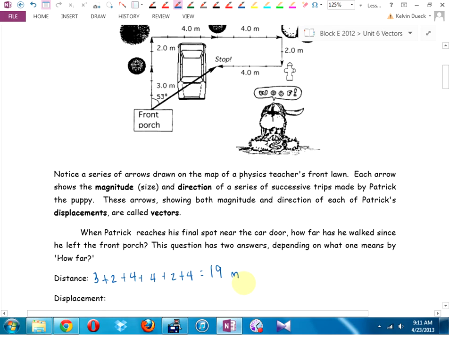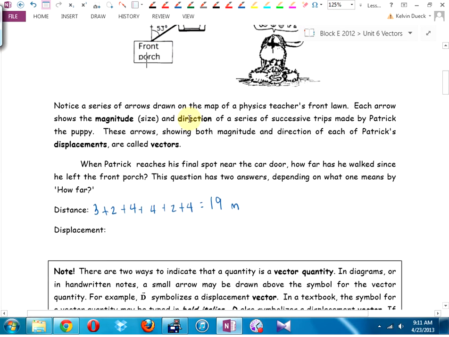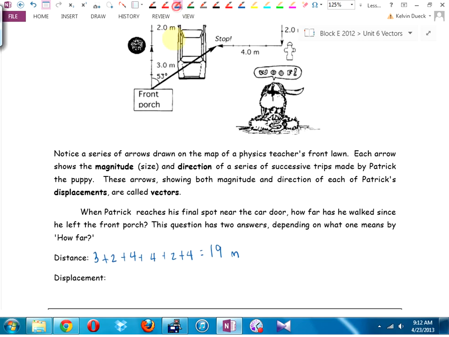What about the displacement? The displacement would be the length of that line right there. How the heck could I figure out the length of that line right there? Well, it looks like that line is made up of three, and how long would that be, looking at the diagram? Four. I can do Pythagoras to find the magnitude. If I go 3 squared plus 4 squared equals x squared, I get x equals 5 meters.